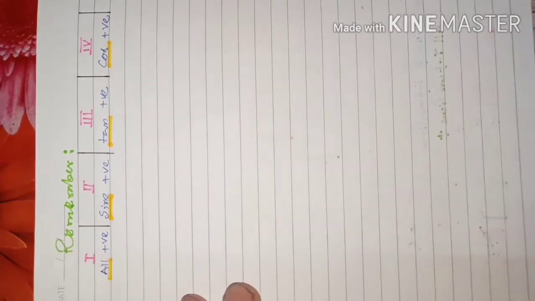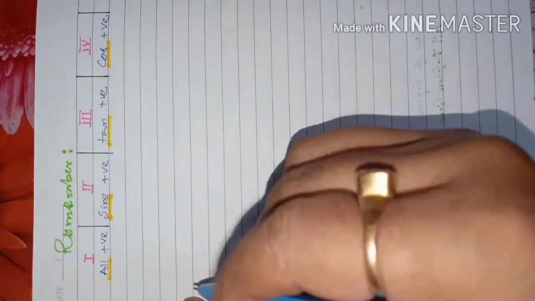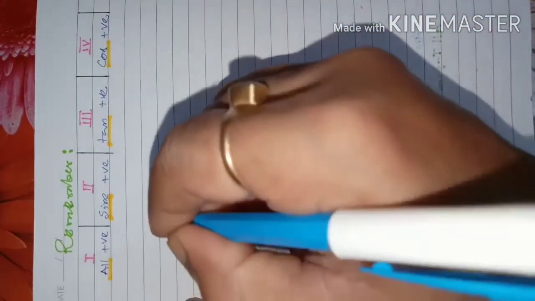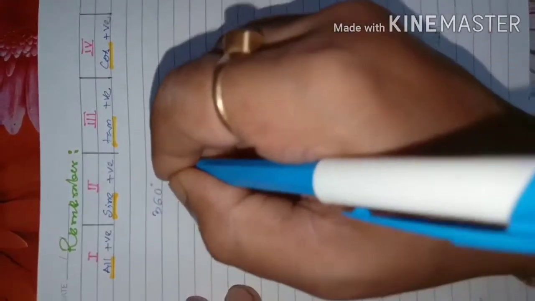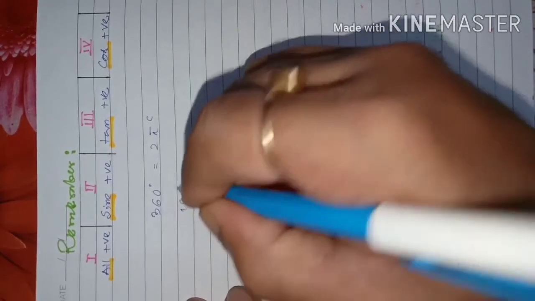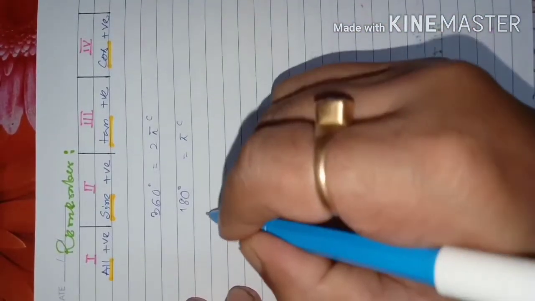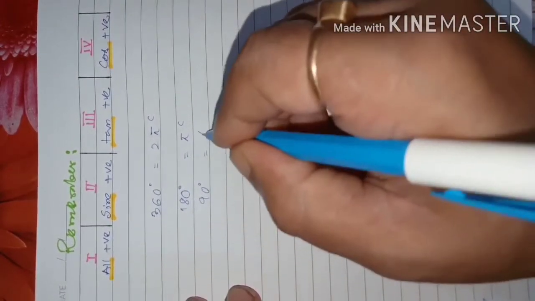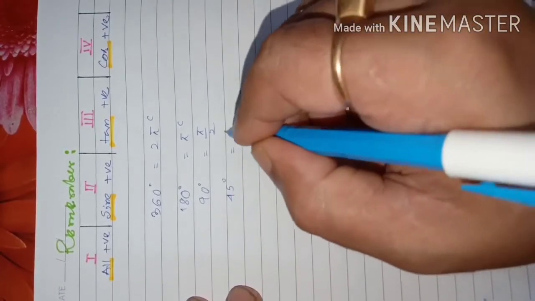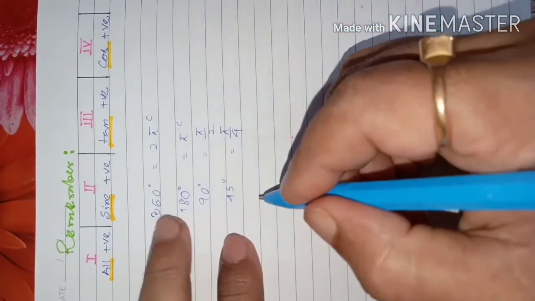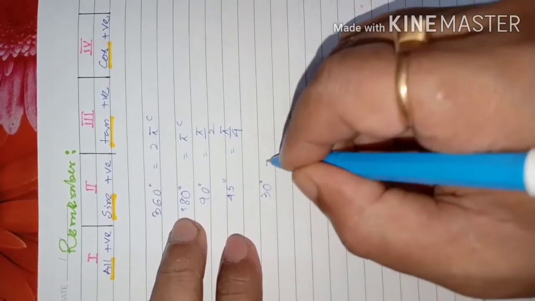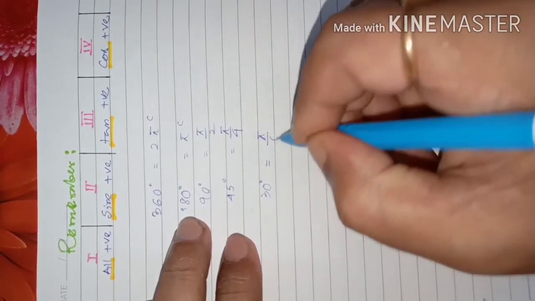Okay, dear students? Dear students, in the previous class we have learned how to change from degree measure to radian measure, recall. 360 degree is twice pi radian. Then 180 degree is pi radian. Then 90 degree is pi by 2 radian, means dividing by 2. Then 45 degree is pi by 4 radian. Then if we divide 180 by 6, that is 30 degree. 30 degree is pi by 6 radian.